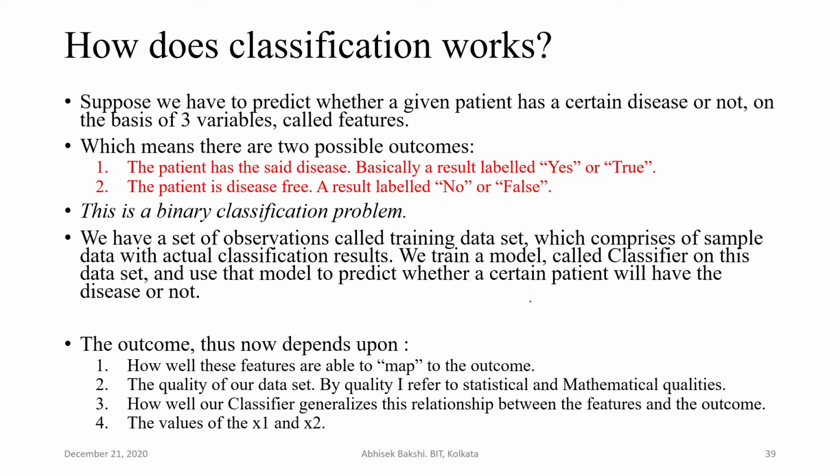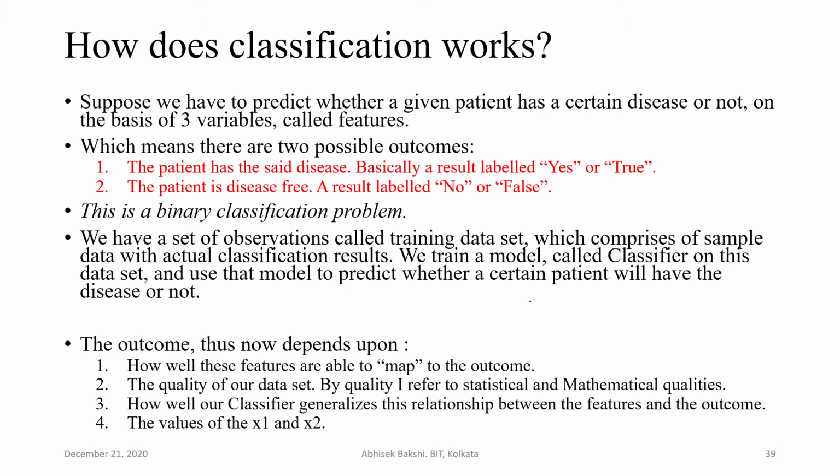Okay, so now the question is, how does this classification actually work? The example given is that suppose we have to predict whether a given patient has a disease or not on the basis of three variables. Obviously these three variables are called features, you already know that.